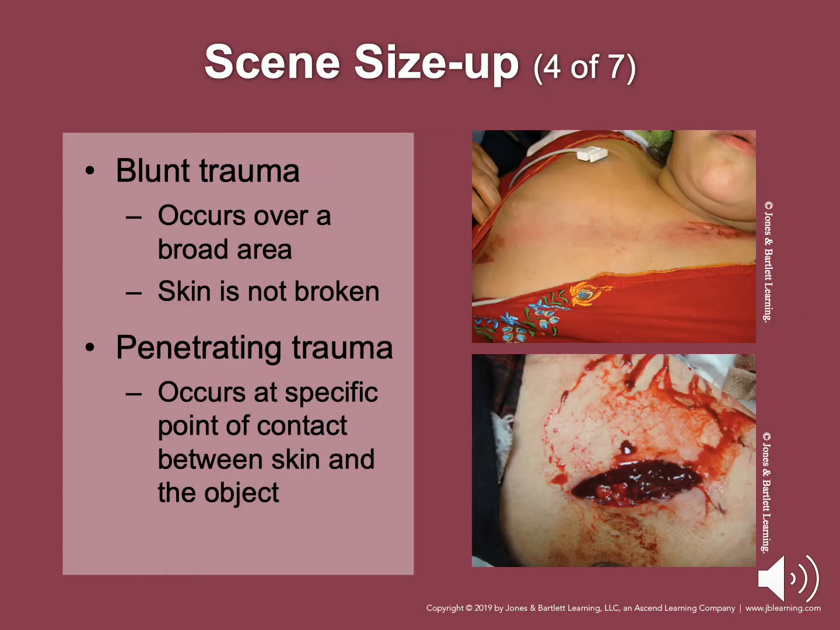Blunt trauma occurs over a broad area. Skin is not broken. Penetrating trauma occurs at a specific point of contact between skin and the object. So in a penetrating trauma, you always have to think about infection also. That's why paramedics have those options too, with the ANSTF being introduced here recently. And we always want to keep this penetrating trauma area as sterile as possible with our care, as far as applying gauze and different things like that.